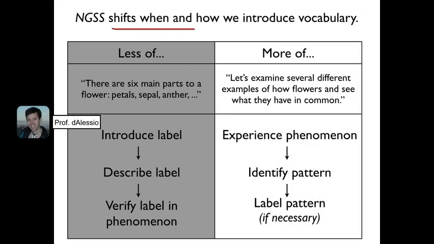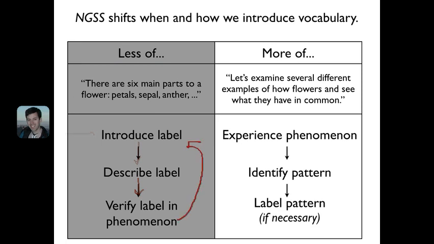NGSS really shifts when and how we introduce vocabulary. So we want less of this side here, where we might begin by saying, all right, class, there are 6 main parts to a flower: petals, the sepal, the anther. What we've done there is introduce a label, described that label, and then we might have the students look at a diagram or at a flower itself and verify that label in the natural world.